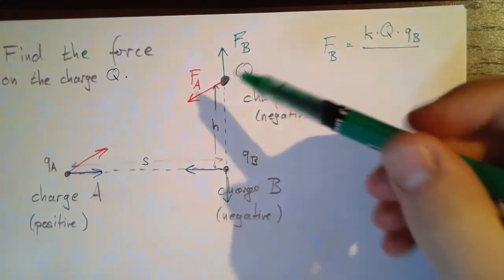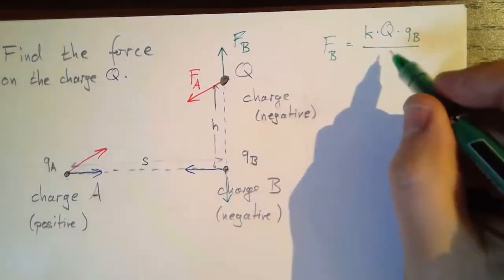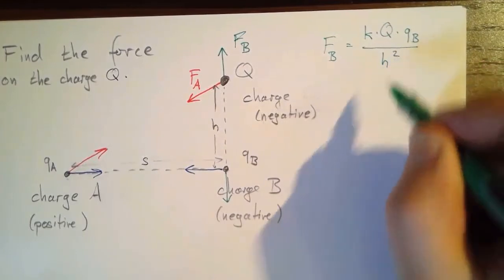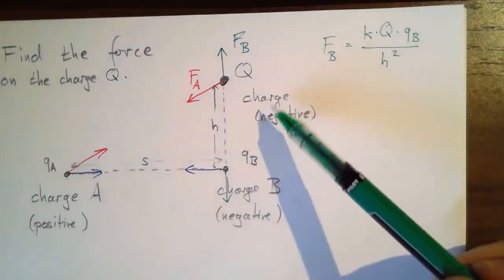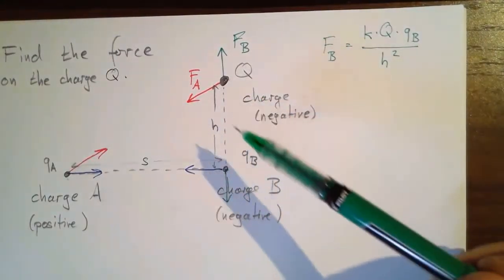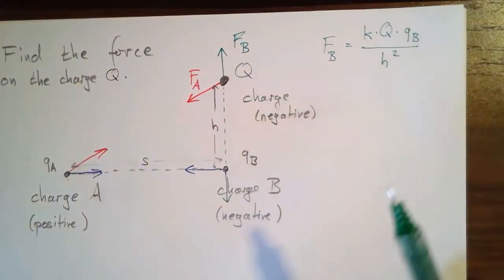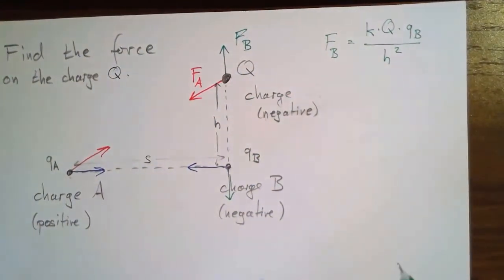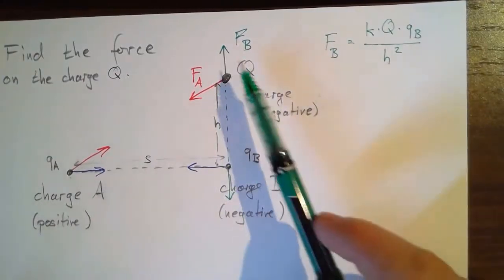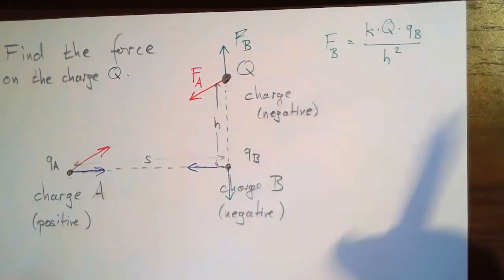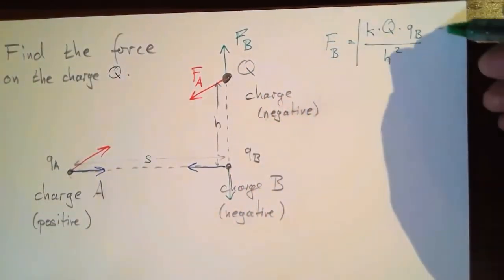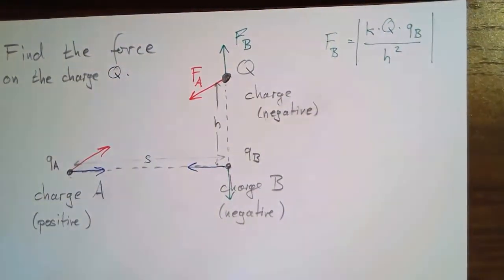What's the distance between them? Well, it's just given as h squared. Now, really, because one's negative, or they're both negative, but in general it could be negative and positive, this is going to have some sign. I don't care about the sign. I know which way the force points. So I'm just going to write it like this, the absolute value.